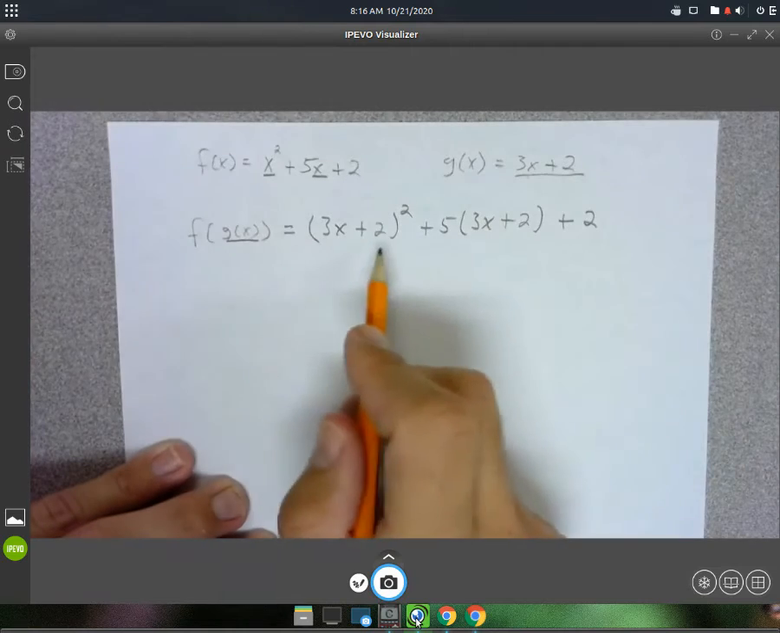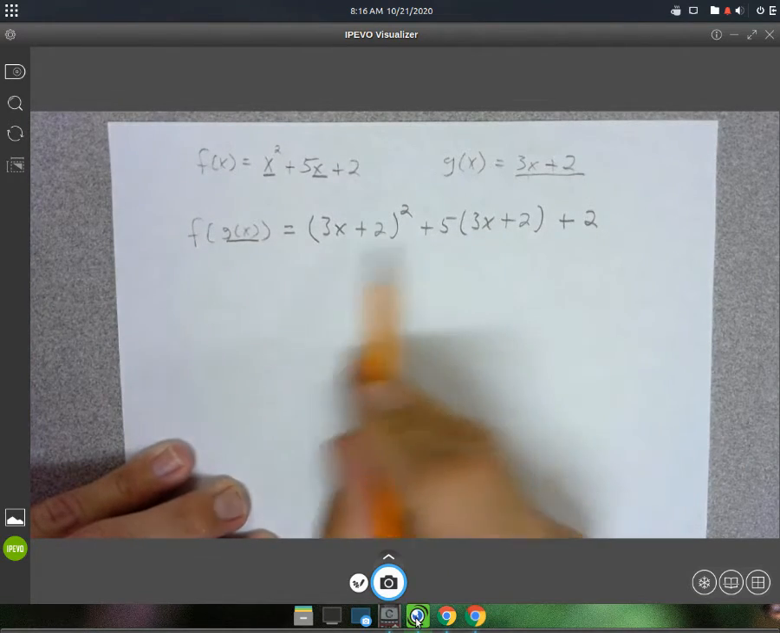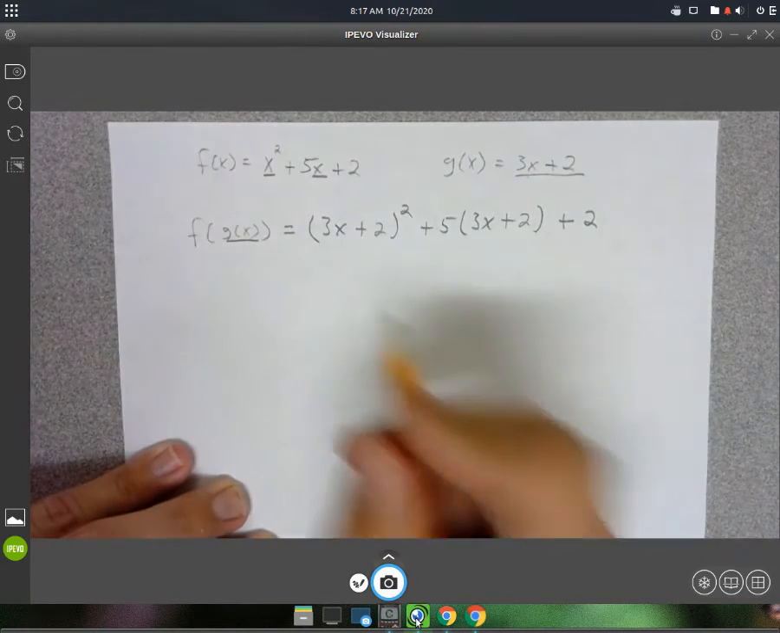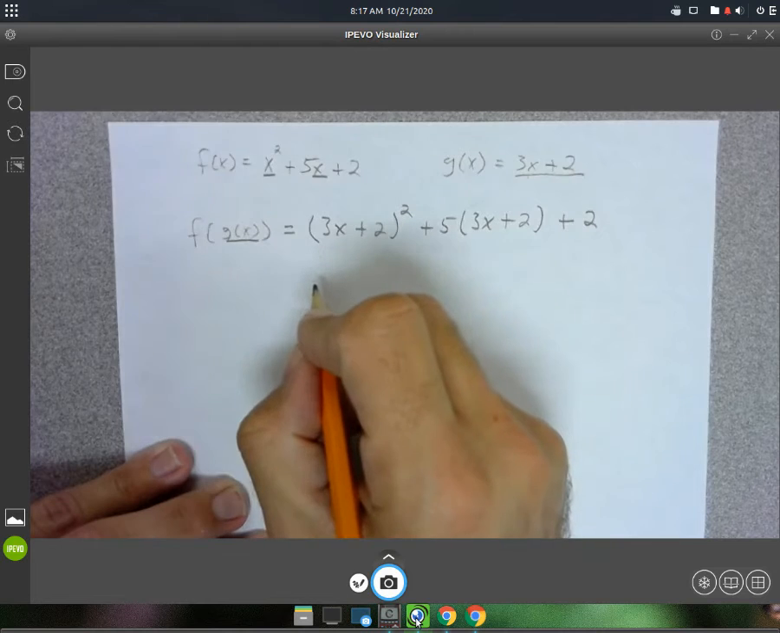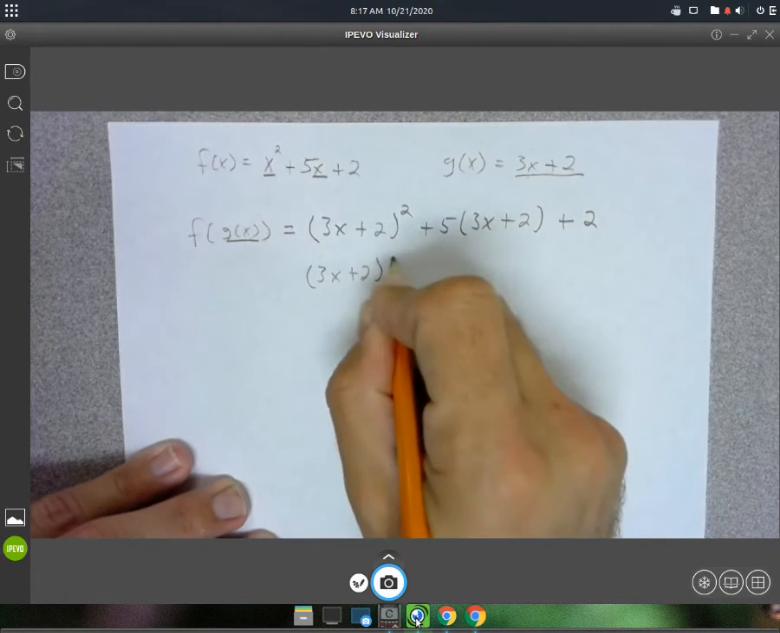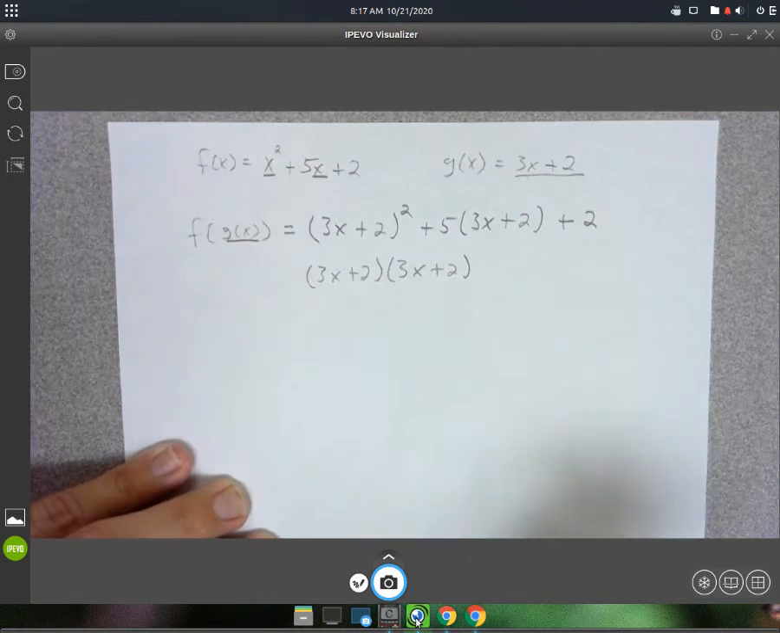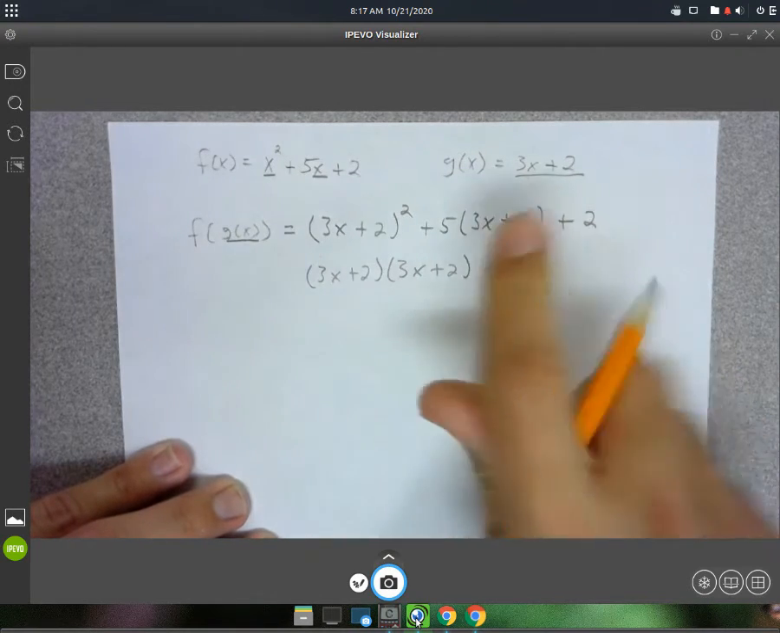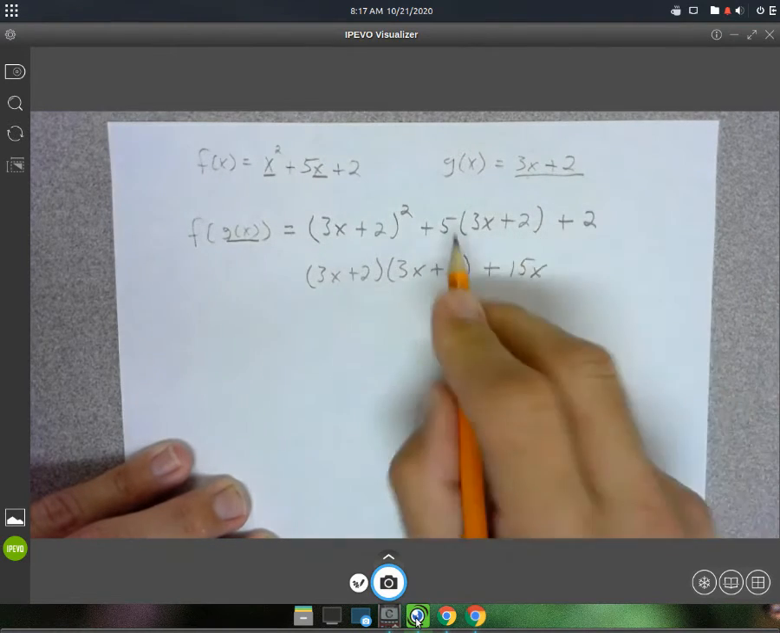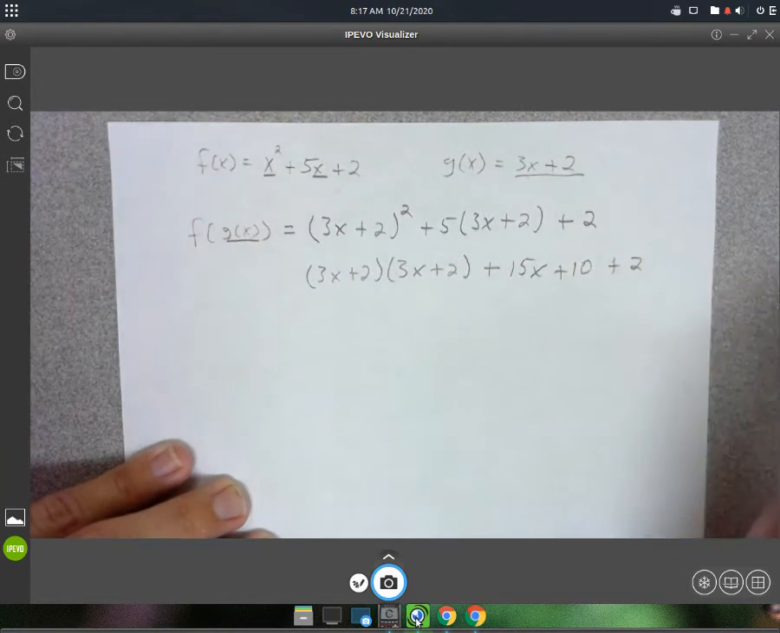I think I do have a question on the test kind of like this, but you would actually just leave it at this spot right here. I'll work it out and show you how to simplify it. Let's say we did, it would be 3x plus 2 times itself, and then we'll distribute the 5 in, so this will be 15x, and then 5 times the 2 will be 10.